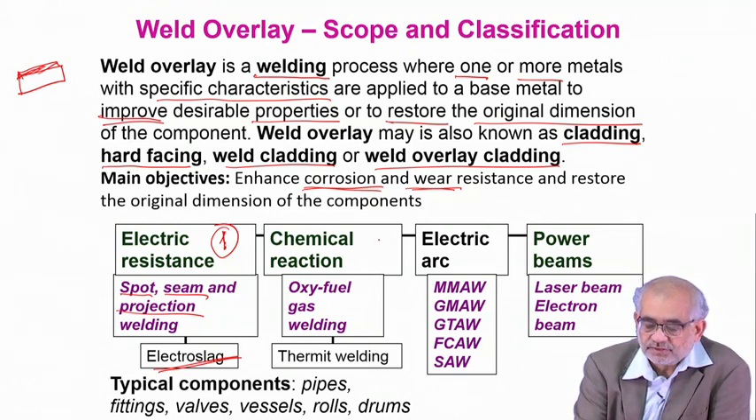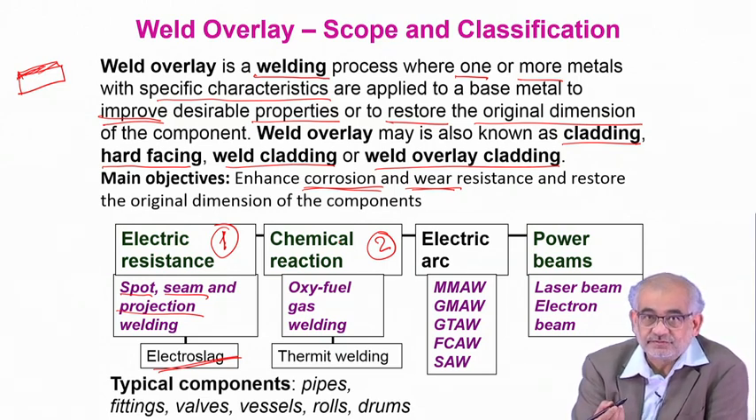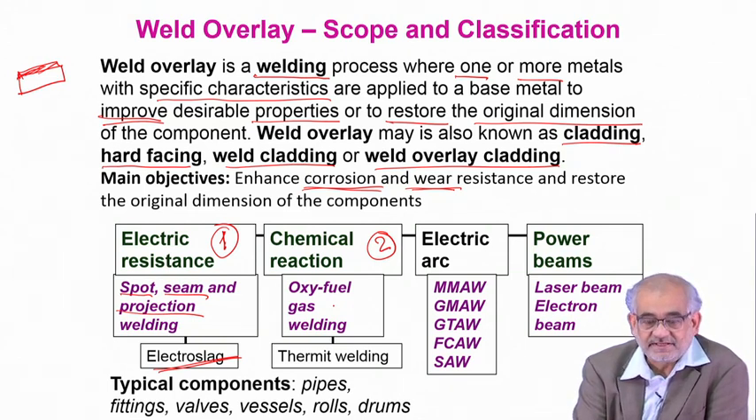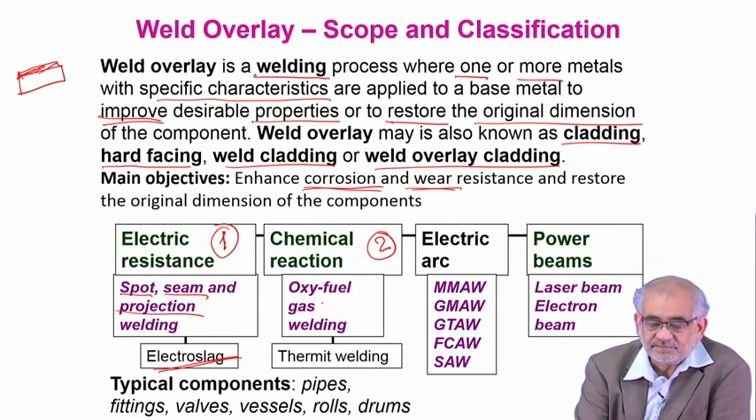We can make use of a chemical reaction. Now in electric resistance you don't necessarily have to undergo any reaction at the surface, whereas in oxy-fuel gas welding, the combination of oxygen and fuel, maybe hydrocarbon, undergo a combustion process and create fairly high temperature at the nozzle, and that melts.